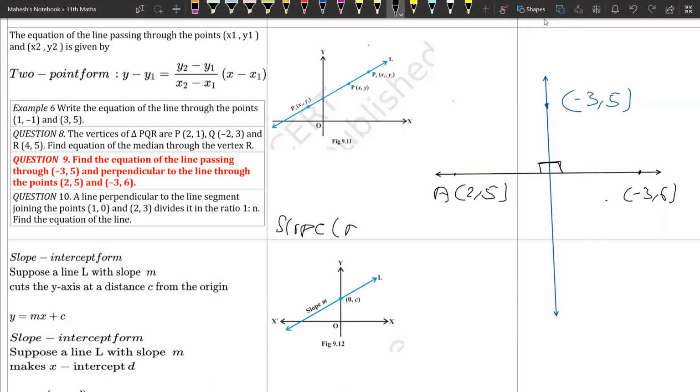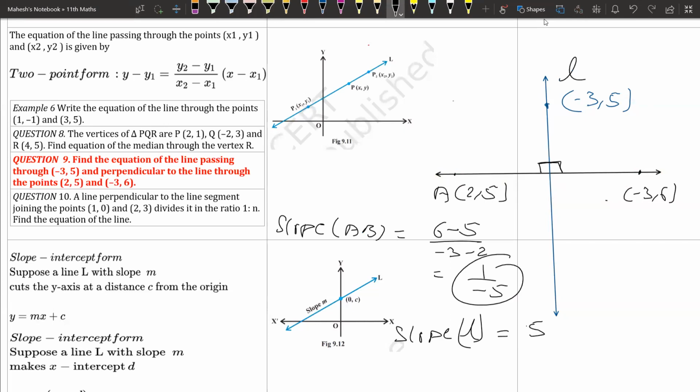Slope, here I'm talking about AB, is y2 minus y1, that is 6 minus 5, over x2 minus x1, that is minus 3 minus 2. So it is 6 minus 5 is 1, and this is minus 5. Now, you know that the slope of the other line, let's say this line L, will be the negative reciprocal of the other. That means the negative reciprocal of this is 5, as you must know that when two lines are perpendicular, the slope of one line is the negative reciprocal of the other line.